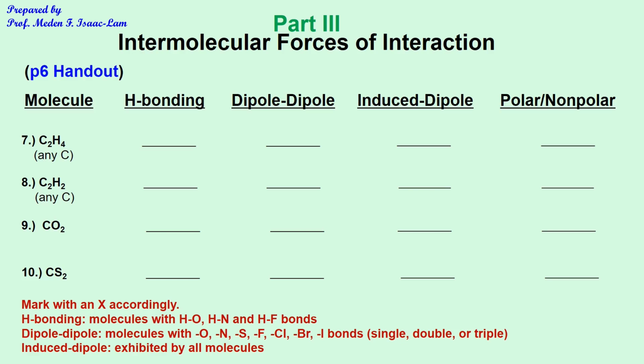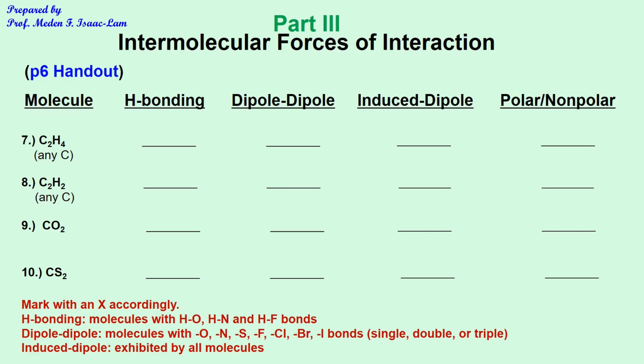Now let's go to number 8. Again, no H bonding. This is similar to C2H4. Dipole-dipole, no. Induced dipole, yes. It's also non-polar because the effect of one side of the molecule to the other side is the same. The pull is the same. Now, CO2 and CS2 actually behave like your number 8.